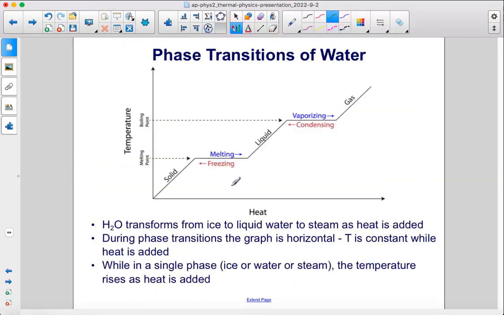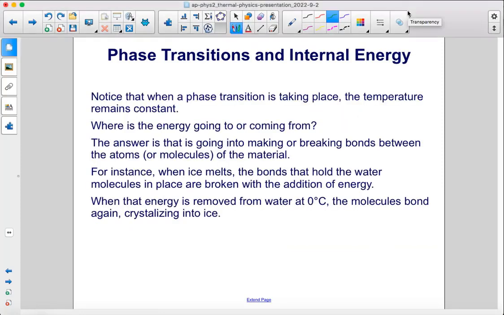Phase transitions of water. Here we have temperature versus heat. Water transforms from ice to liquid water to gas or steam as heat is added. During phase transitions, so this part here and this piece here, the graph is horizontal, meaning the temperature stays constant while heat is still being added. While in a single phase, ice or water or steam, the temperature rises as heat is added. Notice that when a phase transition is taking place, the temperature remains constant.